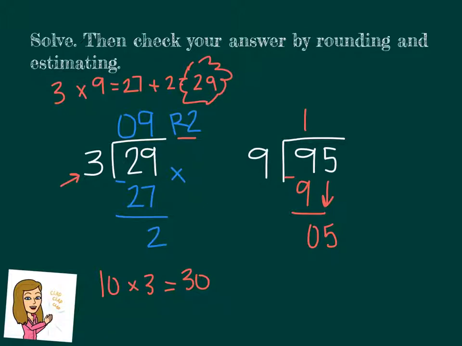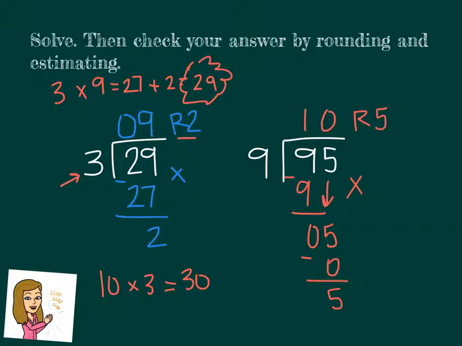No, so I have to put up a 0 to show that. And then 9 times 0 is 0. Subtract. 5 minus 0 is 5. No longer can I bring anything down, so this becomes my remainder of 5.